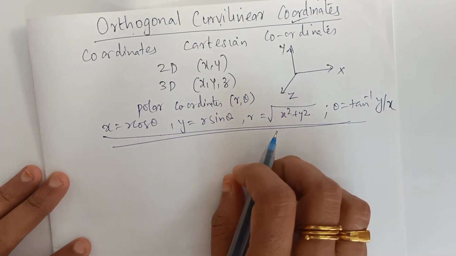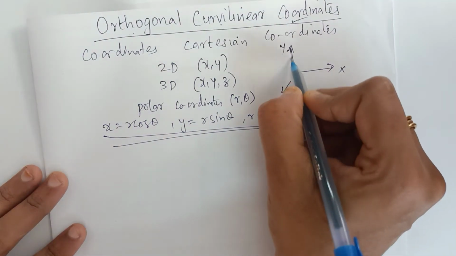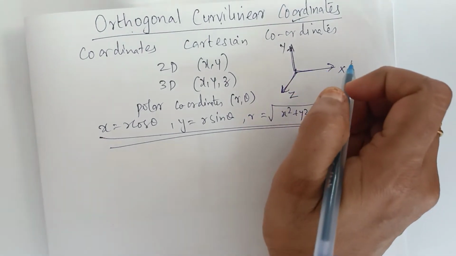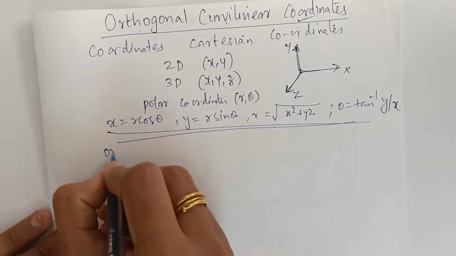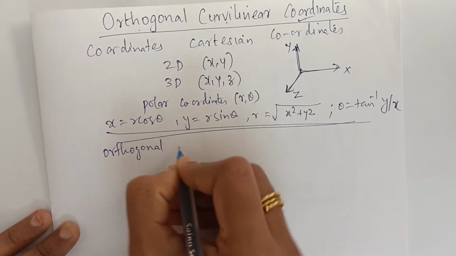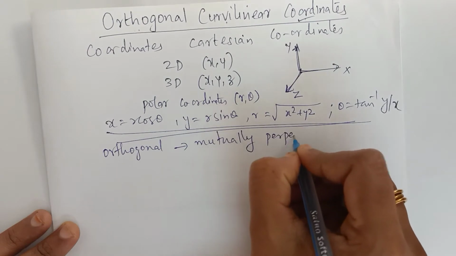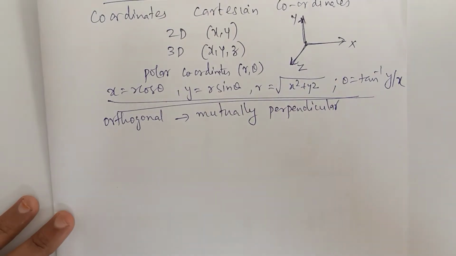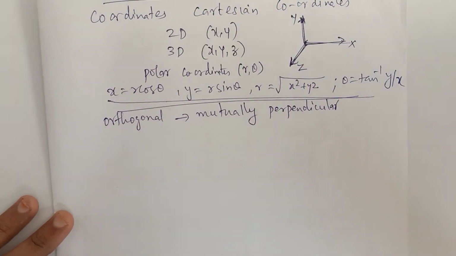Now, at any point in space, the vectors aligned with the 3 coordinates, these directions, are actually mutually perpendicular. X, Y and Z directions are mutually perpendicular, and when we talk about perpendicular, we usually use the word orthogonal. So at any point in space, the vectors aligned with these 3 coordinates, x, y or z, are mutually perpendicular.